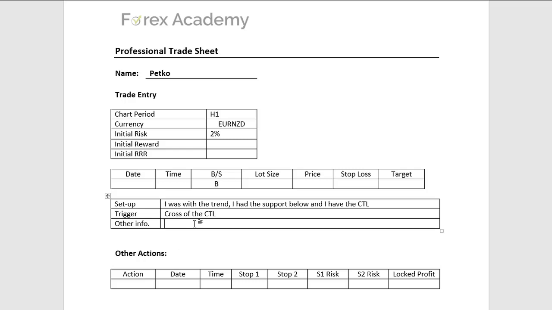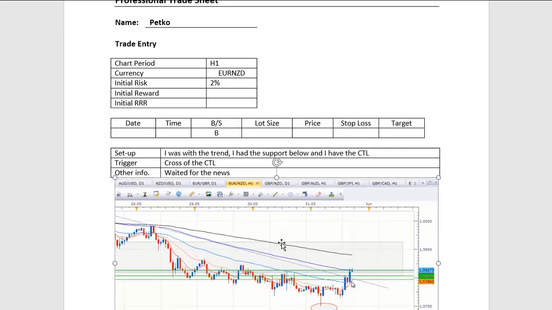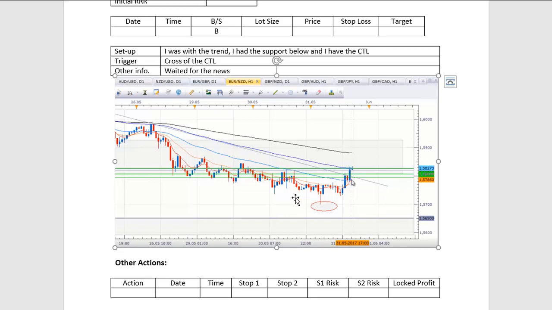So you can say there were the hot economic news, so I waited a little bit, just few words to remind you what happened. You can say I waited for the news. Okay, here below you can actually insert any picture from the moment when was your trigger when you entered. So I have taken here few pictures from this trade, and here it is. So you put your picture, and this way you will remember what exactly happened.